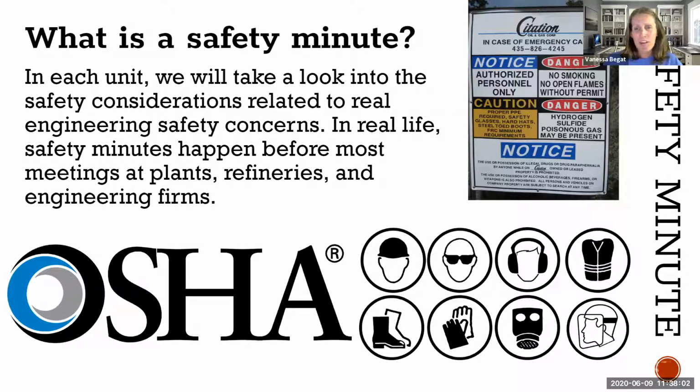And down in the bottom right, you'll see the different symbols for different types of PPE, so personal protective equipment. So hard hat, safety goggles, hearing protection, safety vests, so that's sort of like a reflective vest, steel-toed boots, gloves, respirator, and face shield. So depending on the type of job that you do out in the field, you might need any number of these. You might need more of these.